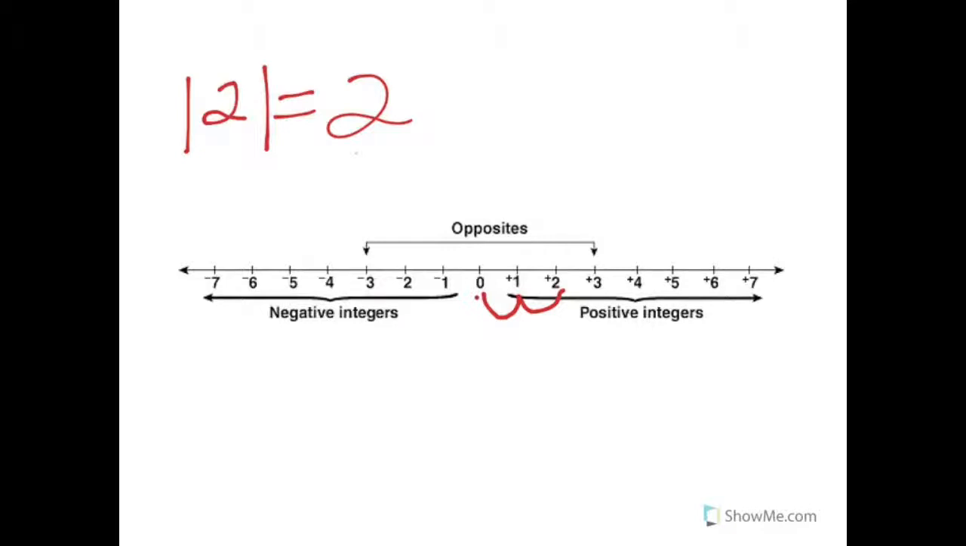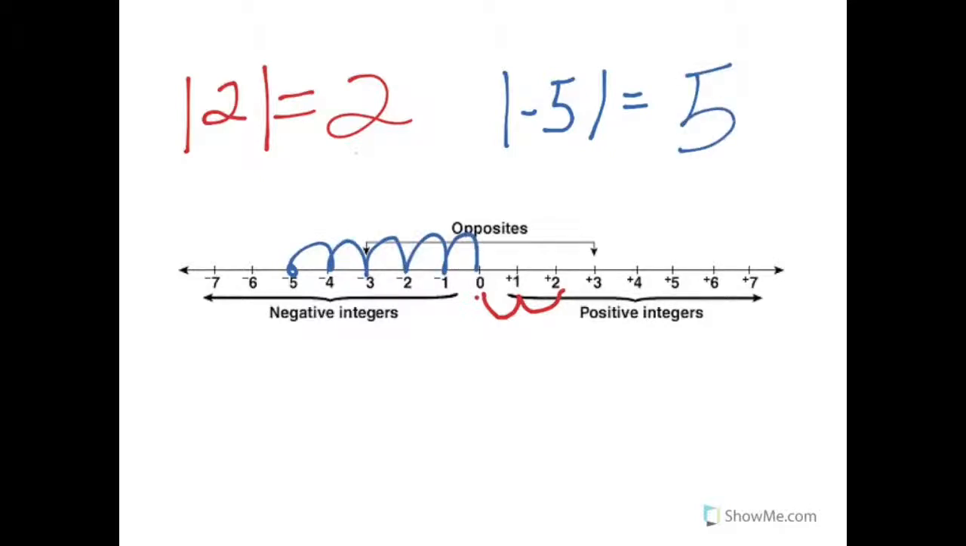Now, and this is important, I'm going to even switch colors here. If I asked you for the absolute value of negative 5, you'd start at negative 5. 1, 2, 3, 4, 5. It's 5 units away. Absolute value is not negative. You wouldn't say it's negative 5 away from 0. No, it's just 5 units away from 0. So the absolute value of negative 5 is 5, because it's still 5 units away from 0, it's just 5 to the left.